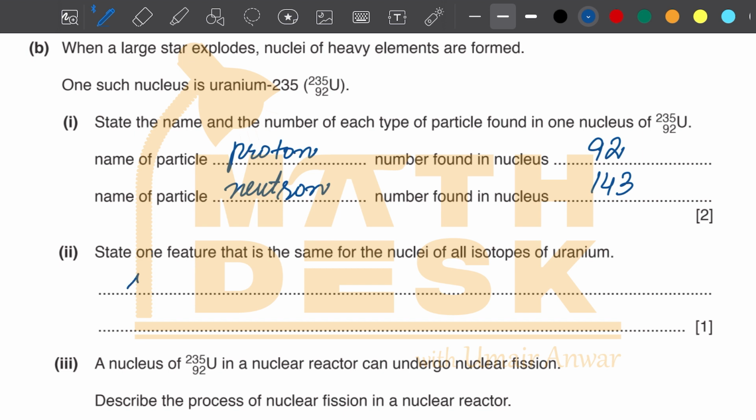State one feature that is the same for the nuclei of all the isotopes of uranium. So all the isotopes of uranium have the same number of protons.